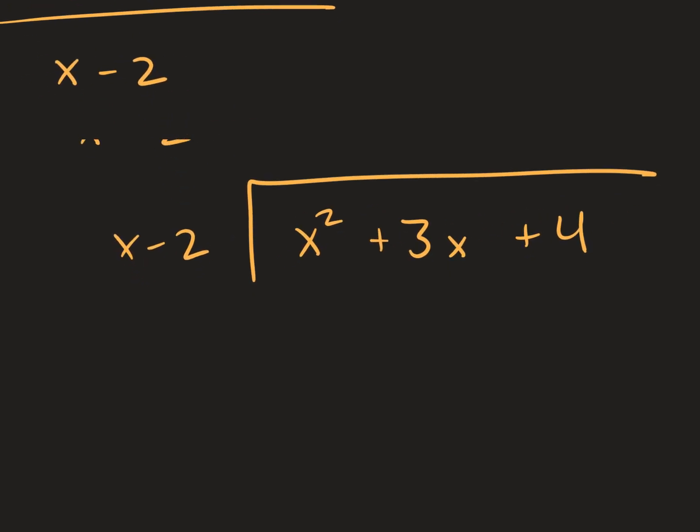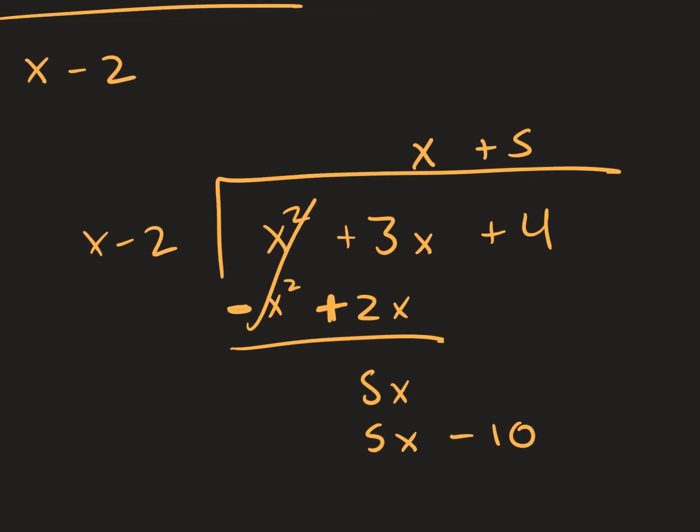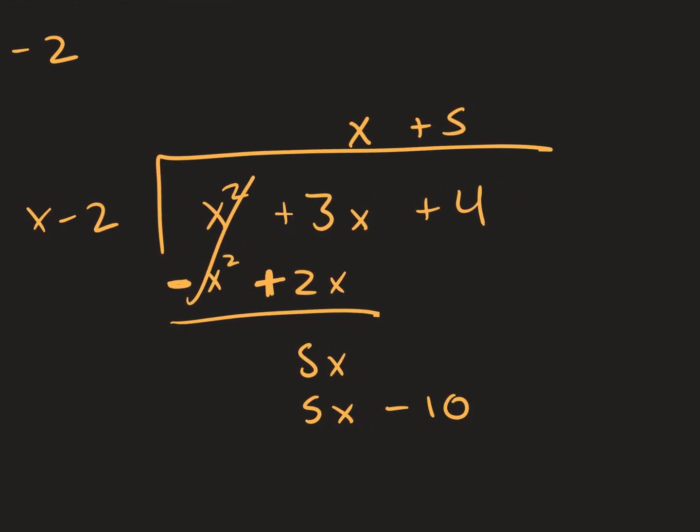So how many times does x go into x squared? Once, just x times. So x times x would be x squared minus 2x. Change the sign, and combine. So this would be 5x. Now what times x gives us 5x? 5. So then we multiply. We get 5x minus 10. From here, we can stop.